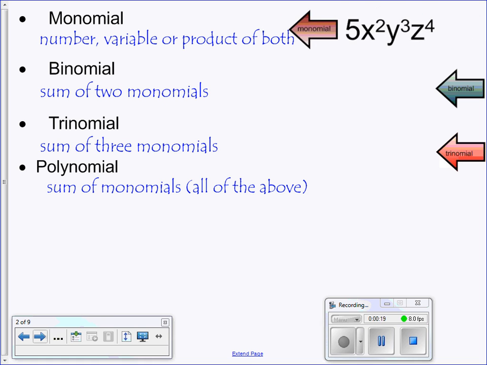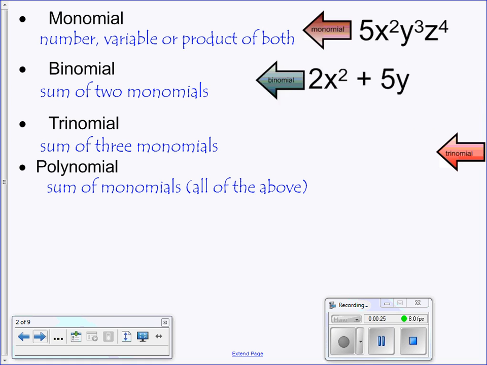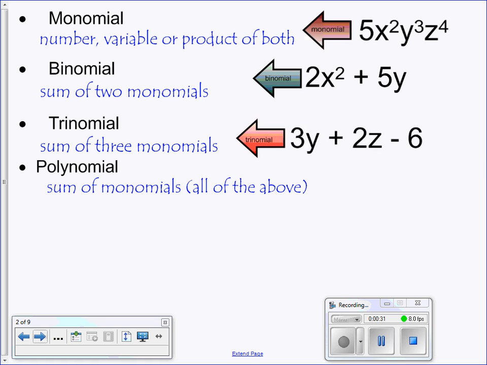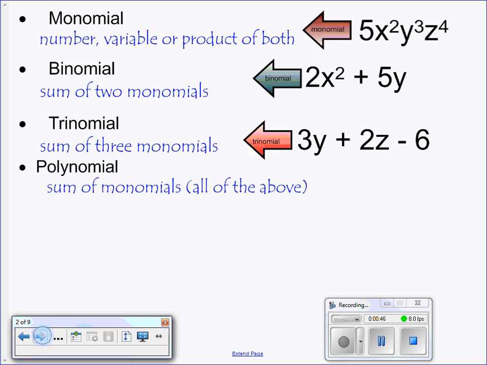So for example, that is a monomial. A binomial is a sum of two monomials, so there's going to be a plus or minus in between. A trinomial is three terms added together, and a polynomial is any of them. So a monomial is considered a polynomial, a binomial is considered a polynomial. They're all polynomials. And then there could be 4 or 5 terms.